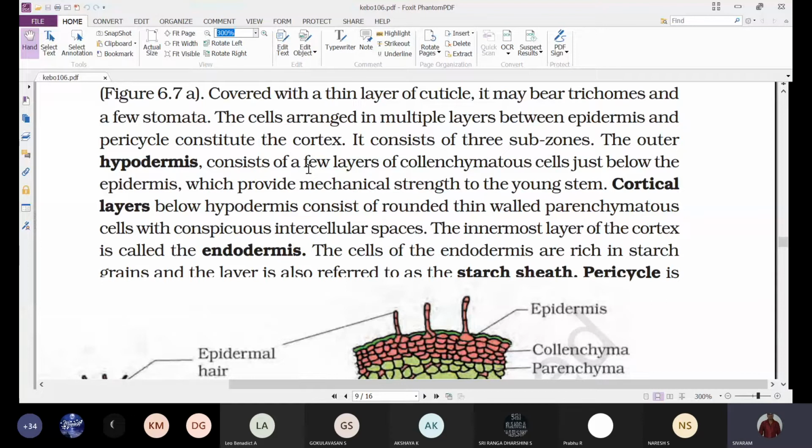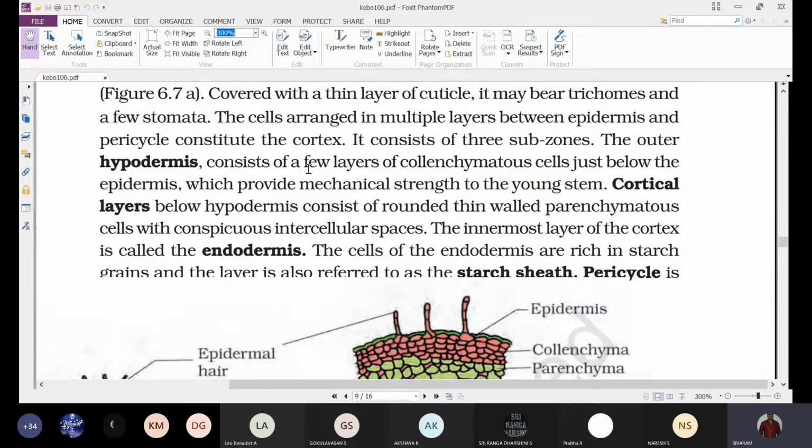When you observe here, the cortex is divided into three subzones. All three subzones together we generally call the general cortex. The general cortex is subdivided into three zones. The outer layer of the cortex, present just below the epidermis towards the inner side, consisting of a few layers of collenchymatous cells, we call the hypodermis.